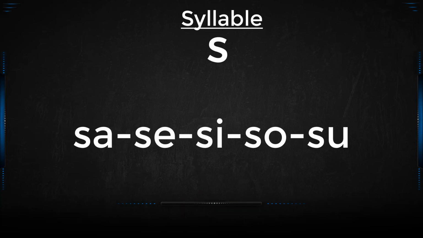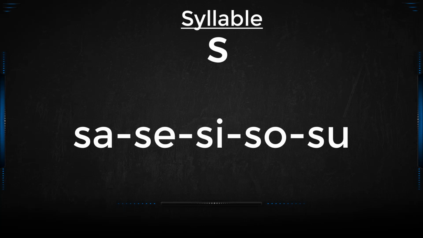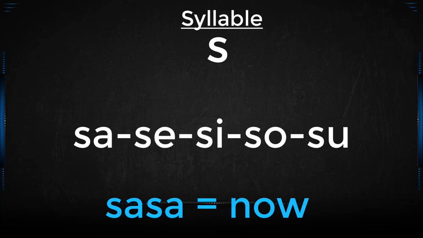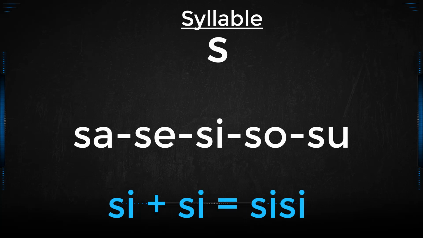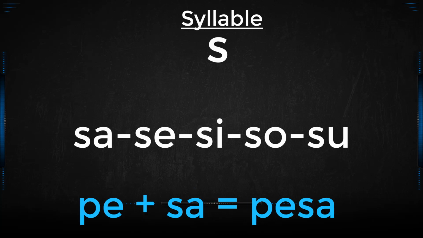The next letter is S. So with S we have S plus A is sa, S plus E is se. So sa, se, si, so, su. In this case, an example can be sa plus sa, which will form the word sasa. Sasa means now. Then you have si plus si, which forms the word sisi. Sisi means us. Then we can form with another consonant sound like pe plus sa, which forms the word pesa.